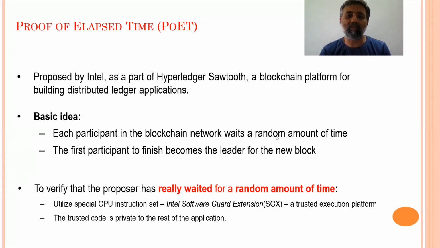But here the problem is how we can find out that he has genuinely waited for some time. So to verify that the particular proposer has really waited for a random amount of time, Intel proposed a special type of hardware, known as Intel Software Guard Extensions, SGX, which is a trusted execution platform where private trusted code is used for that.